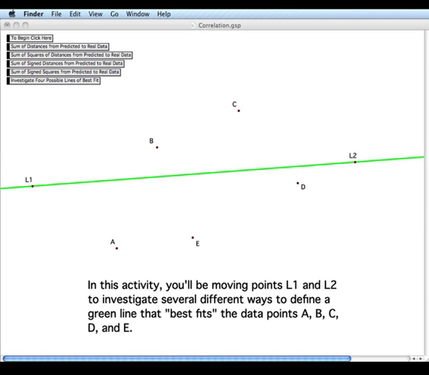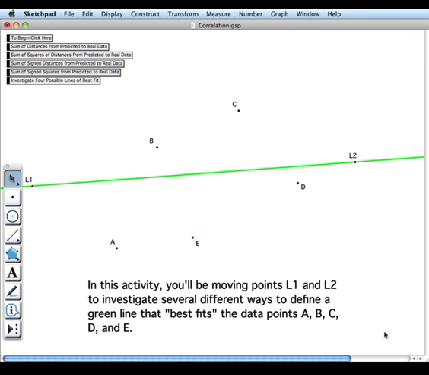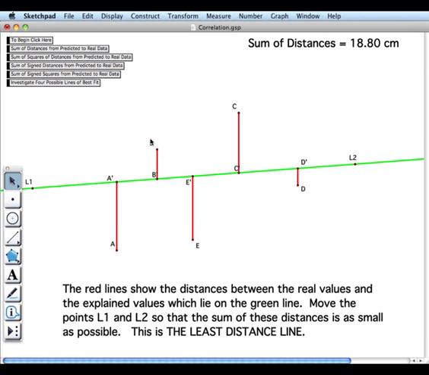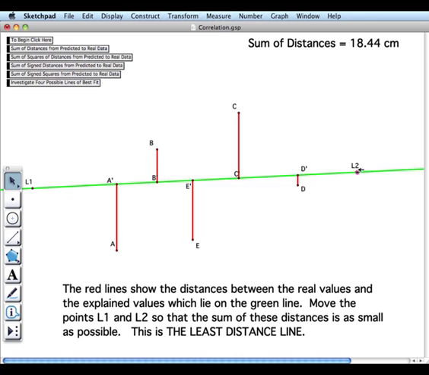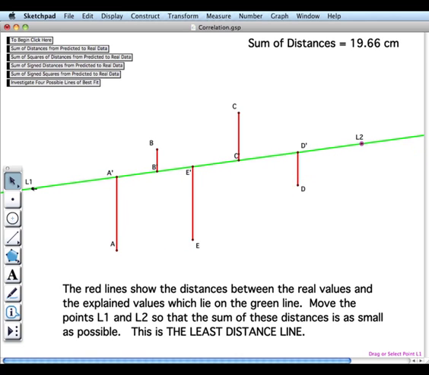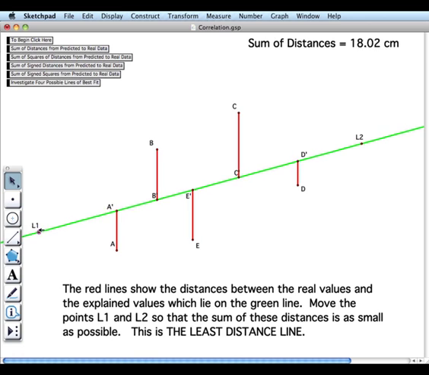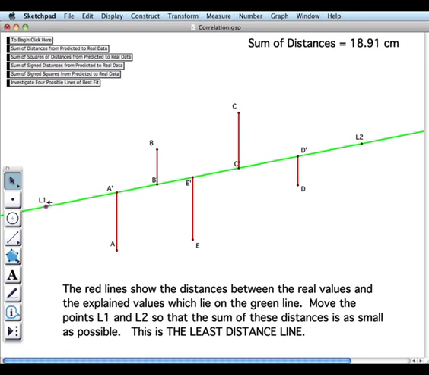and, just as in the case of centers, or points of best fit, there also may be several alternative ways that might be sensible to define what you mean by a line of best fit. For example, here is a graph showing 5 data points, which are labeled A, B, C, D, and E, and your task might be to move the points L1 and L2 so the green line minimizes the sum of the distances to the 5 points.